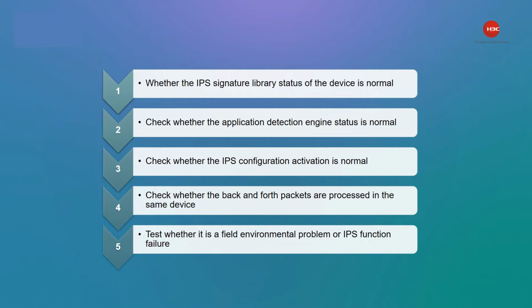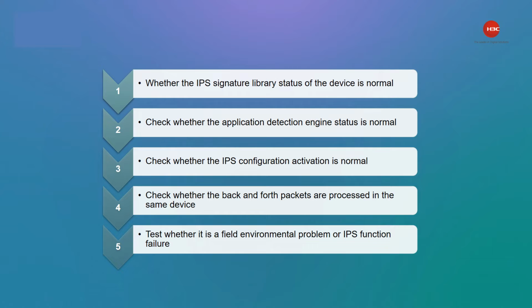The first is to ensure that the IPS license is installed on the device and the signature database has been upgraded to the latest version. The second is to ensure that the on-site application detection engine is in a normal state. If the device CPU or memory is too high, the device application detection engine will be abnormal. At this time, the packets will not undergo in-depth inspection, and therefore no IPS log will be generated.